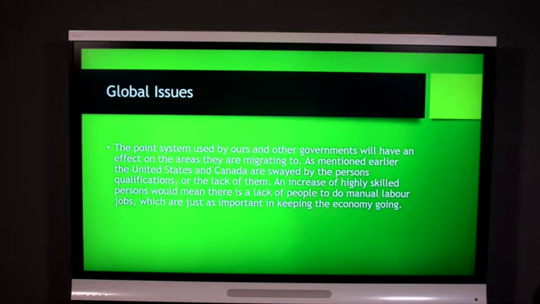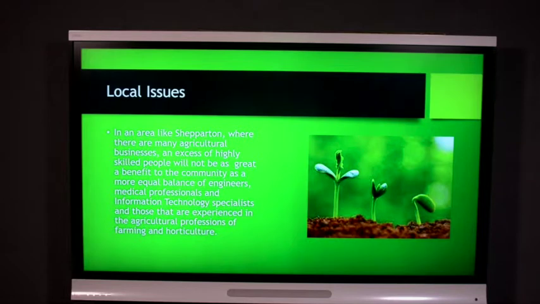The term naturalisation has been replaced with citizenship by birth and citizenship by grant. This change happened in 1973 by policymakers. The Shepparton area will also be affected by the changes.